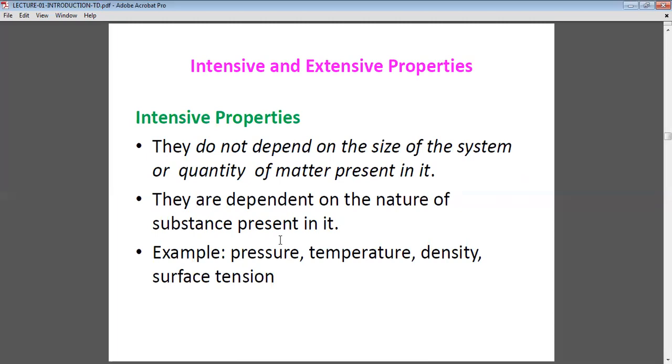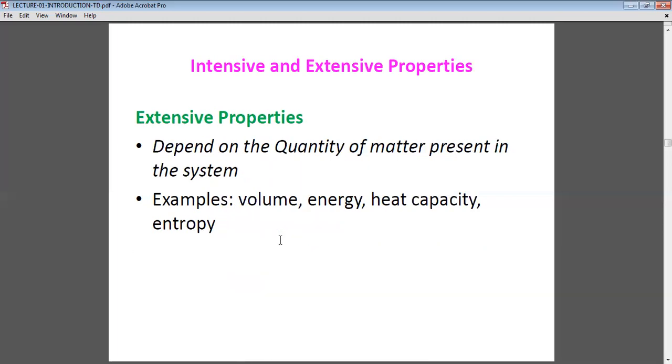So they are independent of mass. They will not depend on the mass of the system. Then we call them intensive properties. Next, coming to extensive properties. Extensive properties depend on the mass. So the properties which depend on the mass are called extensive properties. For example, volume will depend on mass, and the energy, heat capacity, all these will depend on mass. So these are termed as extensive properties.